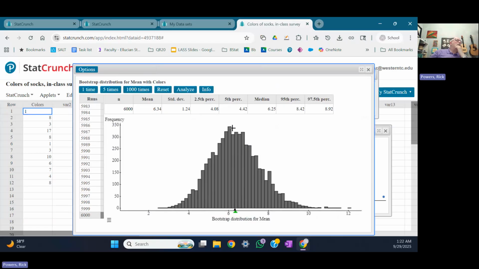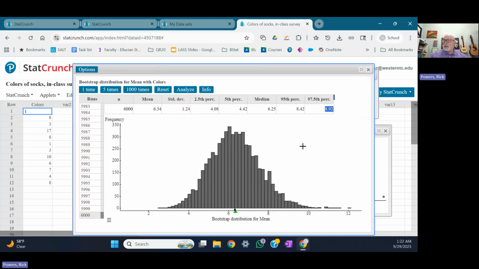And so that means we're going to have this number, 4.08 on the left, and then this number, 8.92 on the right, because the 97.5th percentile has 2.5% above it. So when it asks for the 95% interval, it's asking for these two numbers, the 2.5% and the 97.5%. So in this case, 4.08 to 8.92. So that's what we're looking at then.